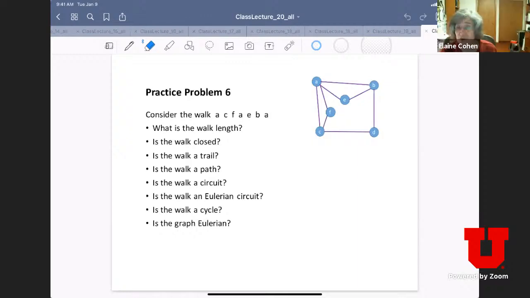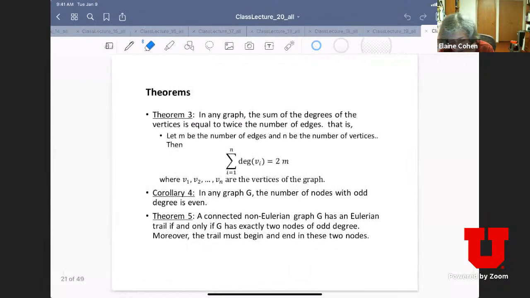It is not an Eulerian graph because not all of the vertices have even degree. As someone said, vertex C and vertex B each have degree 3. But remember, we had theorem 5. What did theorem 5 say? A connected non-Eulerian graph has an Eulerian trail if and only if G has exactly 2 nodes of odd degree.